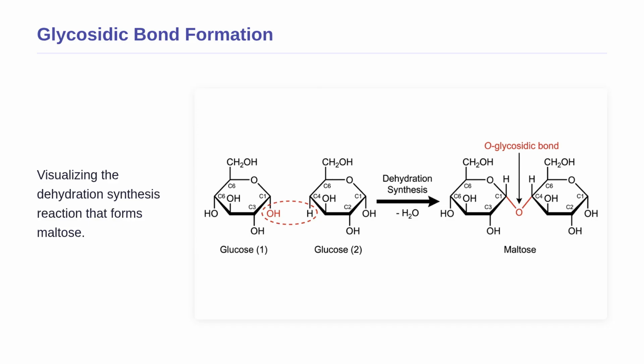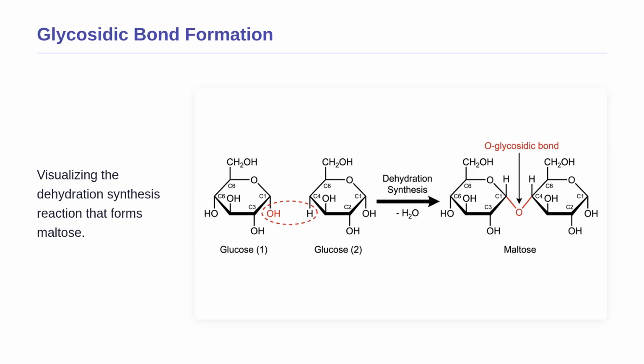To truly grasp this dehydration synthesis, let us look at a visual representation of the reaction we just calculated. On the screen, you see two individual glucose molecules on the left. Notice the highlighted hydroxyl groups on the adjacent carbons. As the reaction proceeds to the right, indicated by the arrow labeled dehydration synthesis, those specific atoms are removed to form a single water molecule, shown as minus H2O.